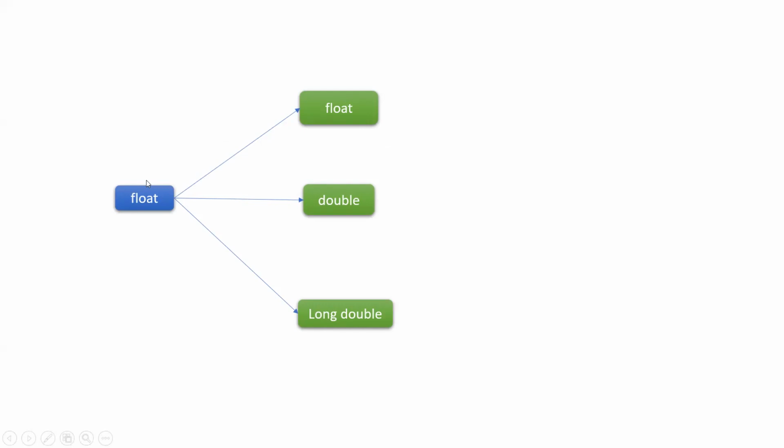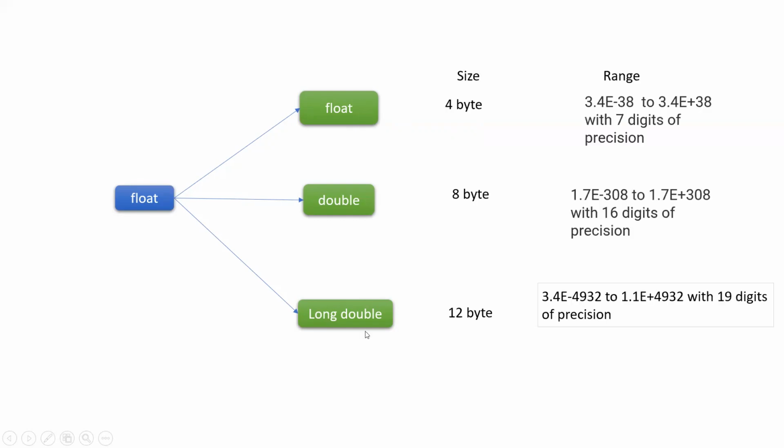Float is used for storing decimal numbers, or sorry, fractional numbers. For example, 3.14, 5.45, like that. If you want to store a fractional number, then you have to use the data type float. So there are three variations of float, that is float, double, and long double.